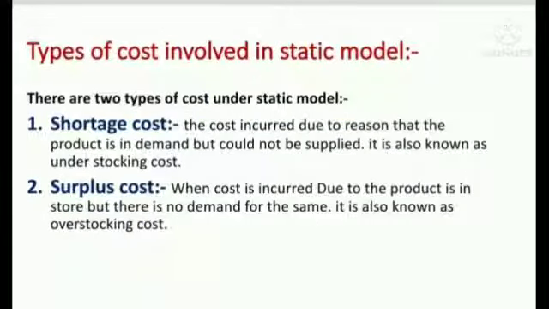Types of cost involved in static model. There are two types of cost under static model. 1. Shortage cost. The cost incurred due to the reason that the product is in demand but could not be supplied. It is also known as understocking cost. 2. Surplus cost. The cost incurred when the product is in store but there is no demand.